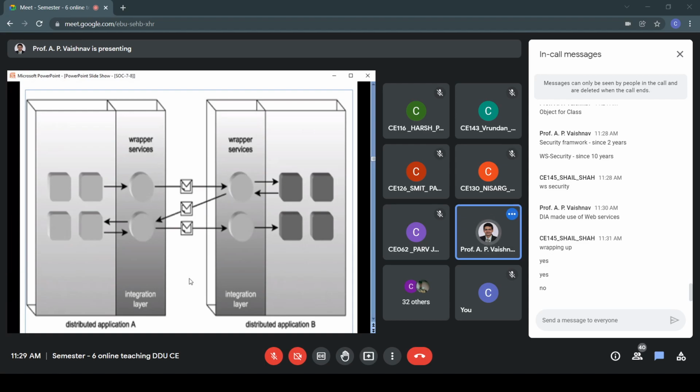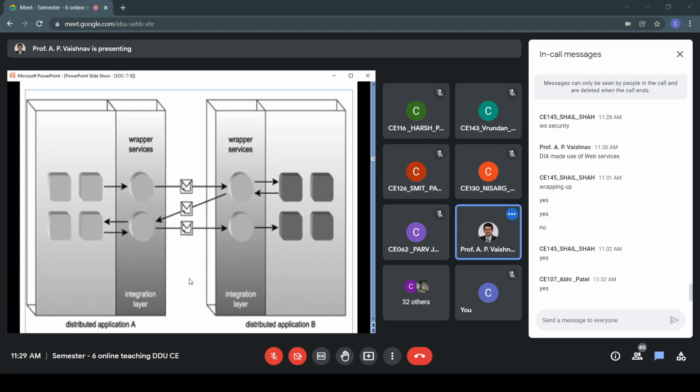All of you are following this? I think Shail is able to understand about others. Yes, Abhi, Janil. Yes, yes. Okay, okay. Harsh, yes.